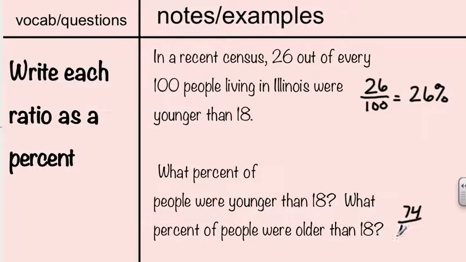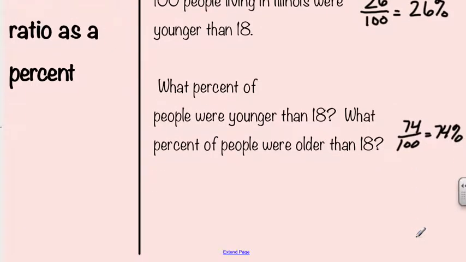74 out of 100 would be how many are 18 years of age or older. 74%. 26 were younger than 18. 74 would be 18 or older. And if I added those two up, they should equal 100 if I did my math right. Again, just writing a ratio as a percent is simply putting it over 100.